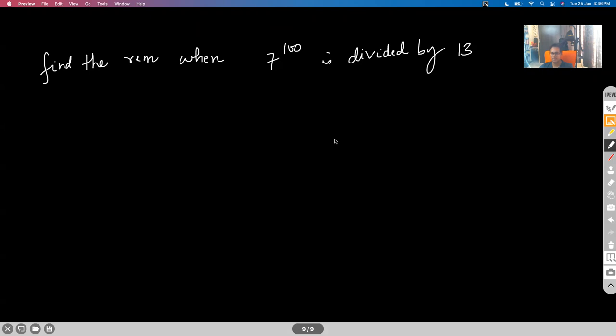It will be divisor minus one. That depends upon what you're dividing. But in our example, it was 9. That is what I was trying to say. Yes. So in this case, how do you solve this question? Find the remainder when 7 to the power 100 is divided by 13.